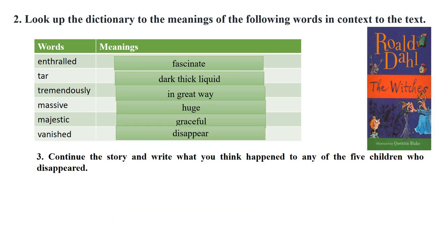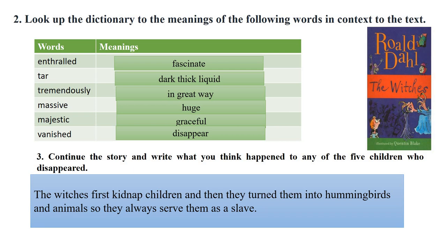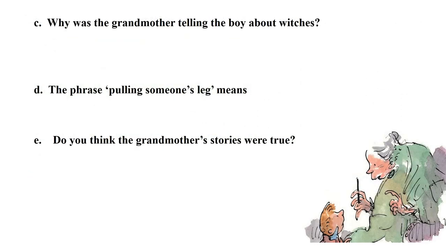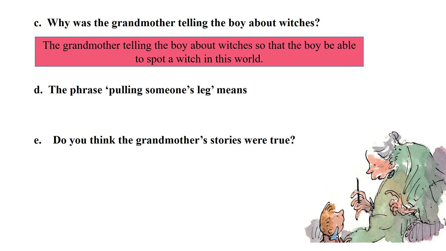The third question is, continue the story and write what you think happened to any of the five children who disappeared. After reading the story, I found out that the witches may well have kidnapped the children and turned them into hummingbirds and animals, so they always served them as slaves. The next question is, why was the grandmother telling the boy about witches? The grandmother told the boy about witches so that the boy would be able to spot a witch in this world.